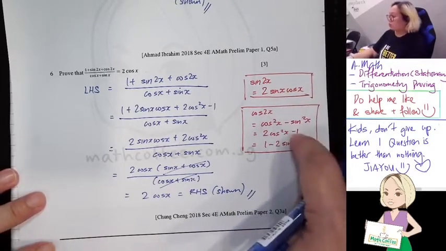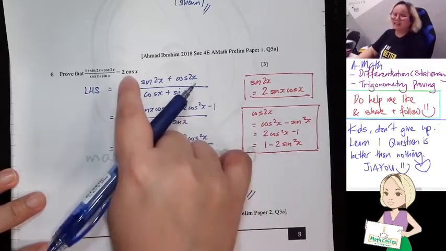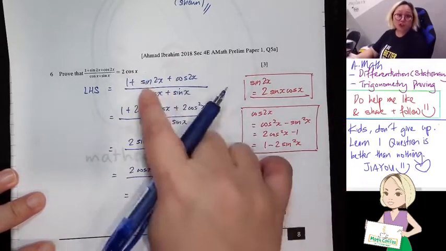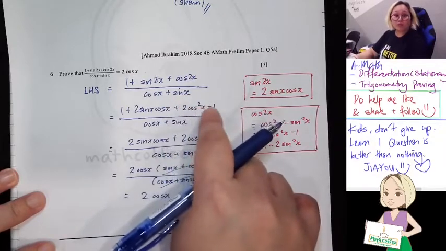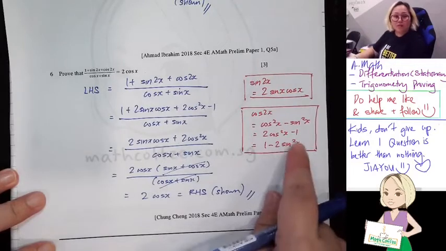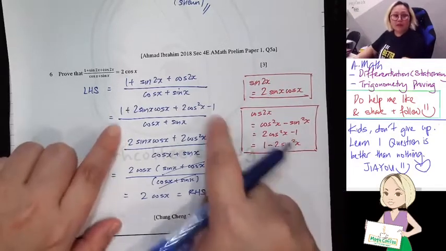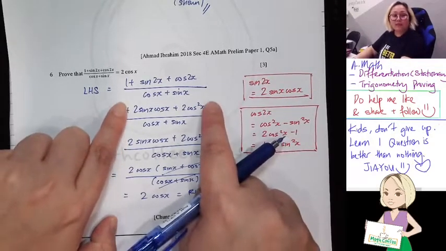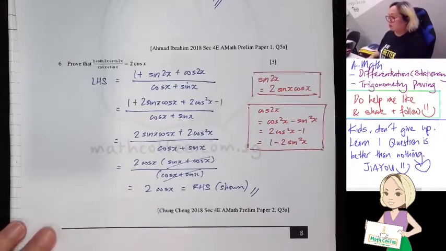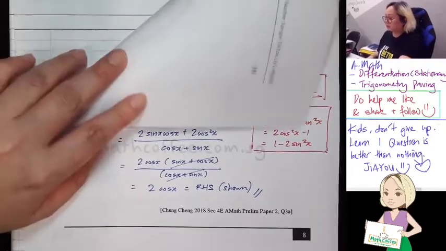So I choose to change it to cosine is because my right hand side is in terms of cosine. So I want to have as many cosine as I have. That's why I change it to 2 cosine square x minus 1. Another reason is also because when I change this to minus 1, I can have a 1 minus 1, which I can make it disappear, you see. Okay, so this is how I do question 6.